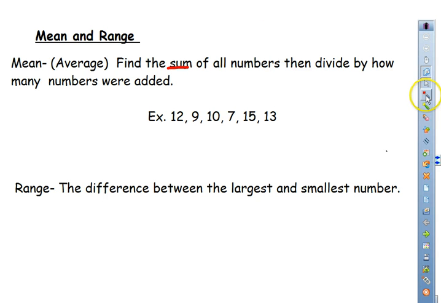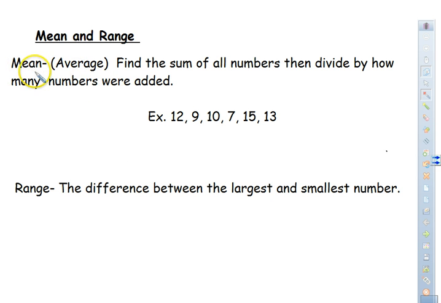And what we are going to do today is work on finding the mean and the range. So what you're going to do is, first of all, go ahead and hit pause and copy down this information. So go ahead and do that first.